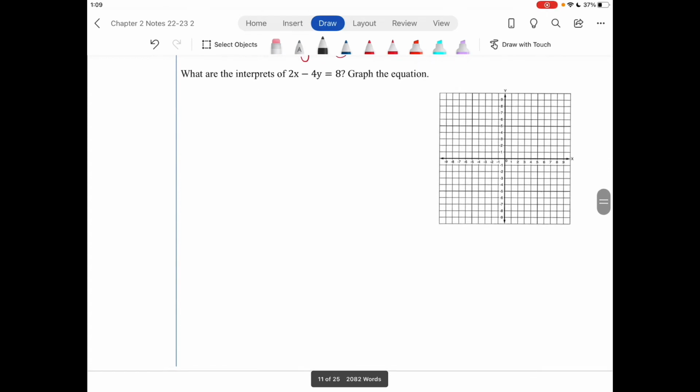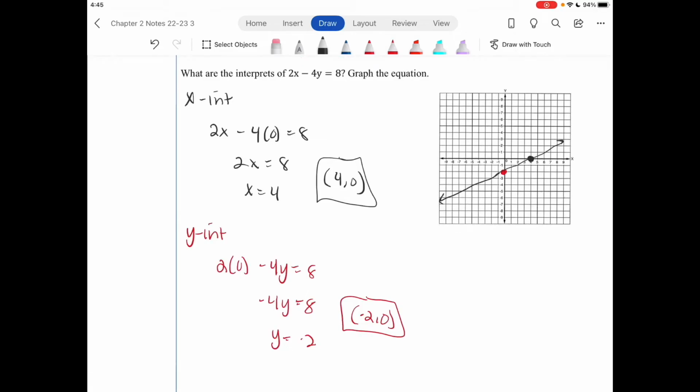Go ahead and give this second one a try on your own. The x-intercept comes out to be 4 and the y-intercept is -2. When connecting those points, you should get a positive slope that rises from left to right.